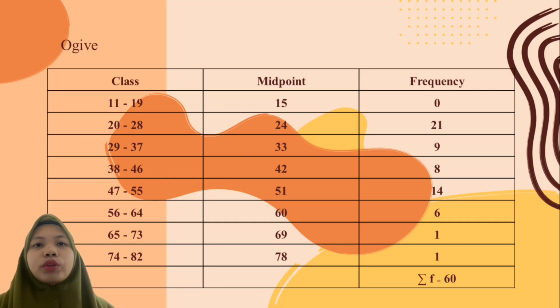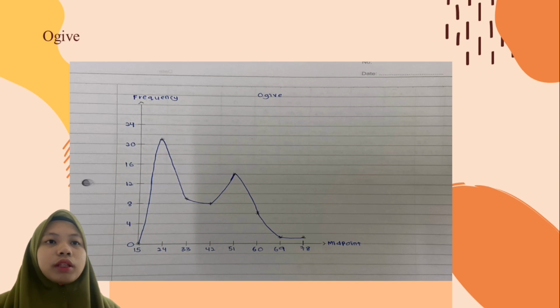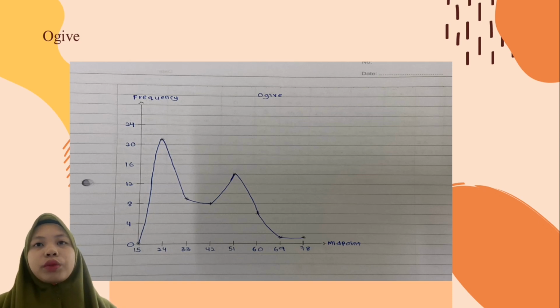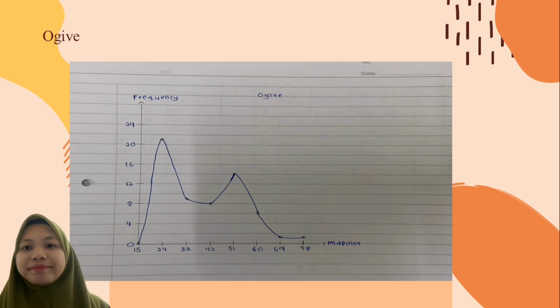And do table cumulative relative frequency table like that. Lastly, before we go to draw the graph, we have a table OGIF. And this is our graph 2, graph OGIF. The X band is the midpoint and the Y line is the frequency. So settle for graph and data 2.